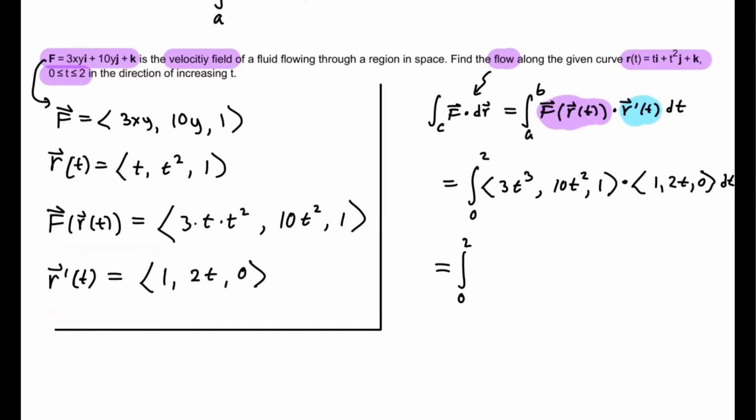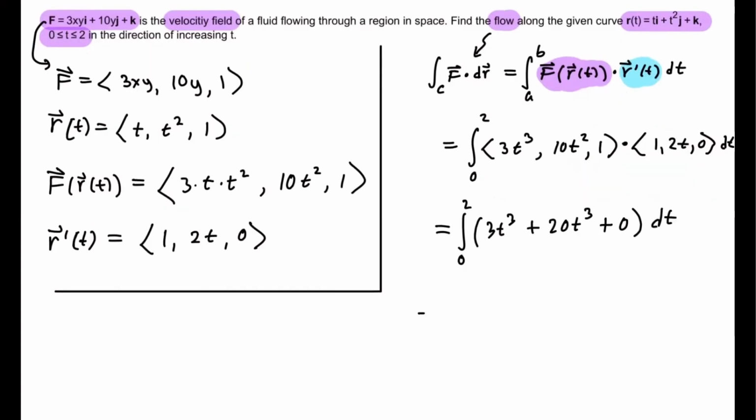When you do the dot product, you multiply component-wise and you add them up. So that's how we do the dot product. So 3t cubed times 1, that's going to be 3t cubed, plus now 10t squared times 2t, that's going to be 20t to the third, plus 1 times 0, that's going to be 0, dt. And you can combine these since they're like terms in the integrand. So we have the integral from 0 to 2 of 3 plus 20, that's going to be 23t to the third. And that's what we're going to integrate.